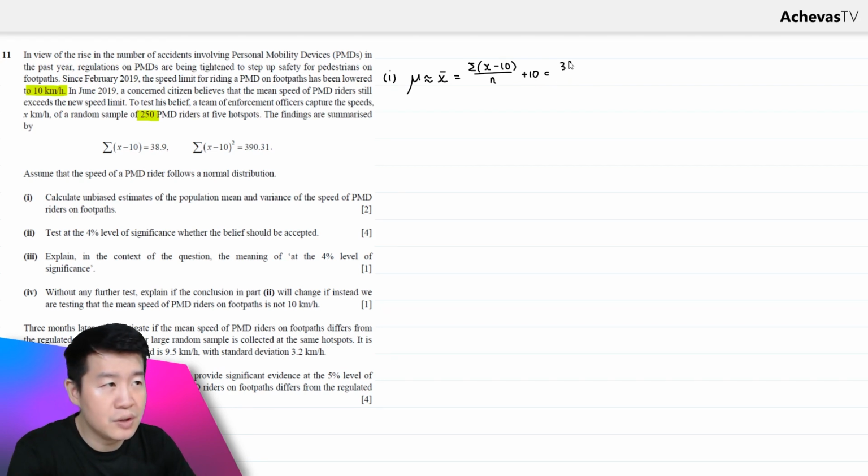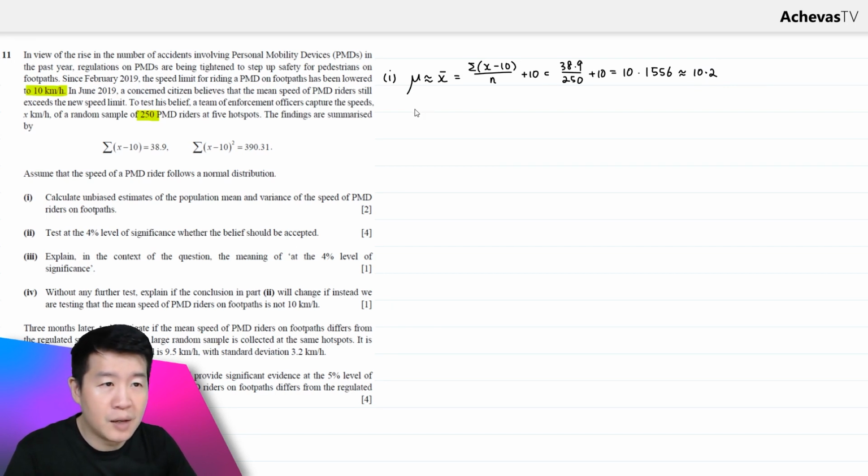So it is 38.9 divided by n, 250, plus 10. This is equal to 10.1556, which I'm going to be using later. So I'm going to approximate to 3 significant figures as my answer, 10.2.